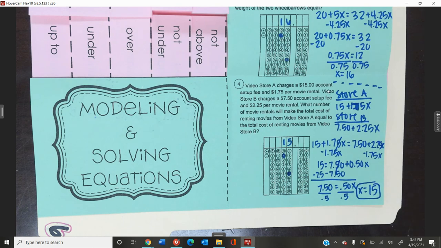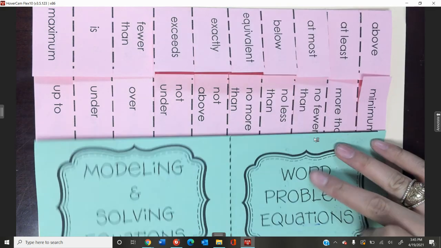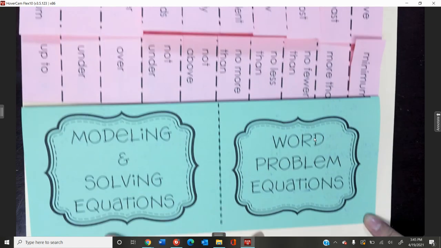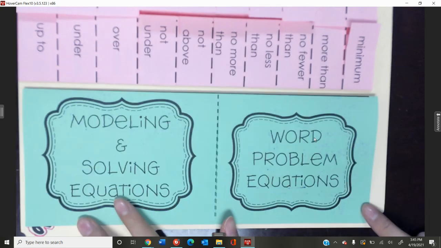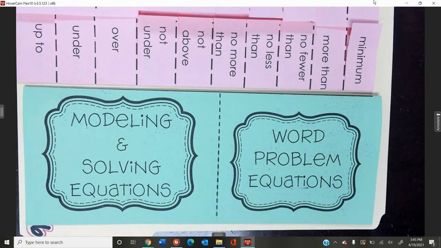Okay, so again, this is everything you should have written down for number 4, and that was your foldable on modeling and solving equations as well as word problem equations. So remember to go ahead and glue this down on page 6. Make sure you have watched the video on your inequality symbols as well as your formulating equations and inequalities, and then you're good to go. You can go ahead and complete your assignment for today.